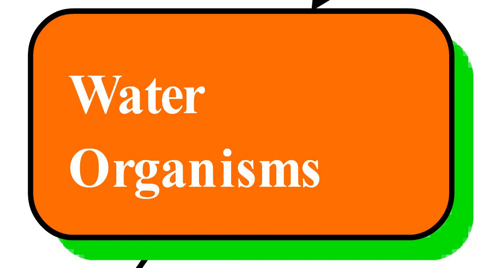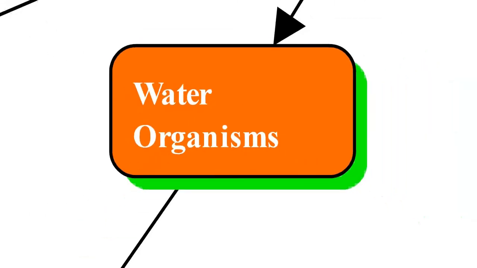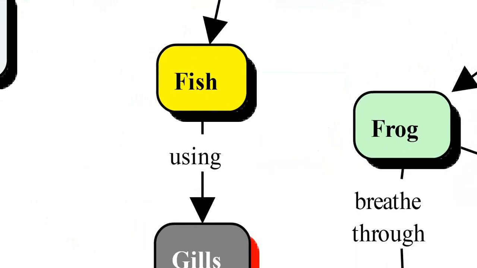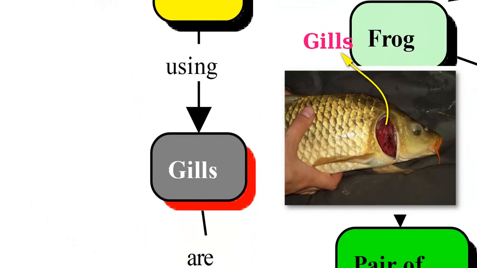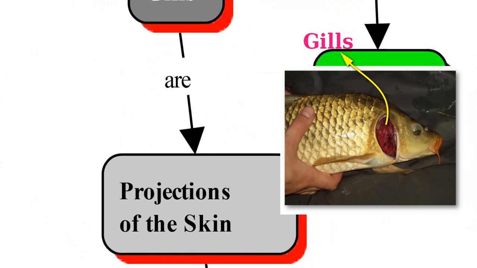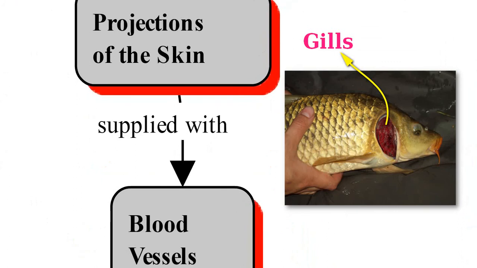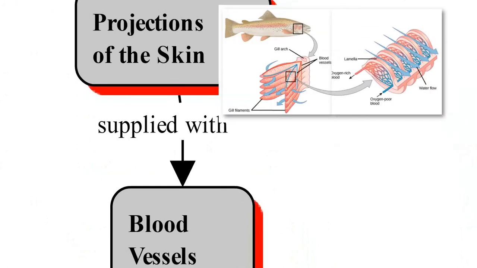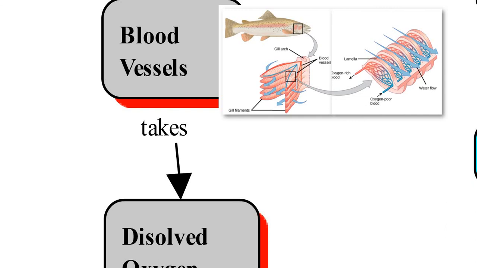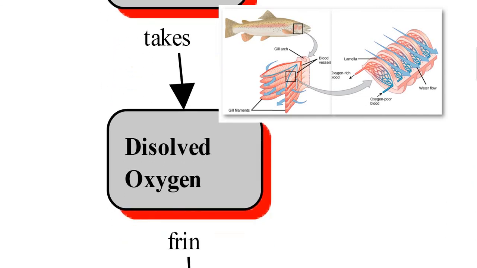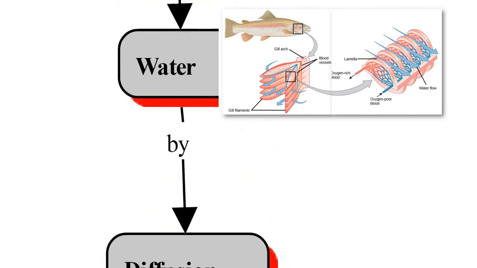Now we'll go to water organisms. For example, a fish. Fish uses gills. Gills are projections of the skin. It is supplied with blood vessels. Blood vessels take the dissolved oxygen from water by a process called diffusion.